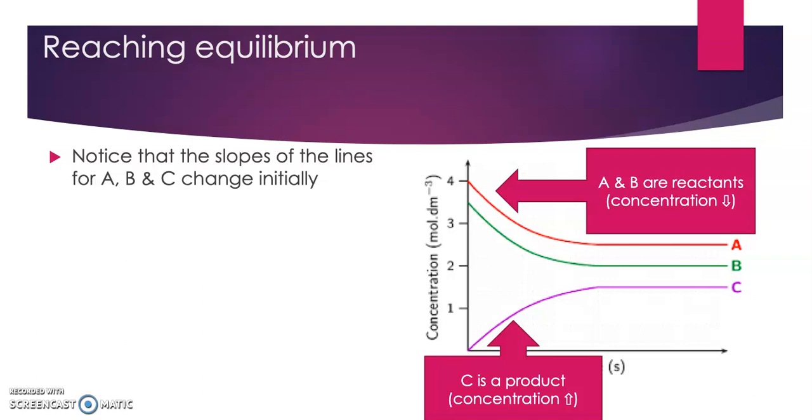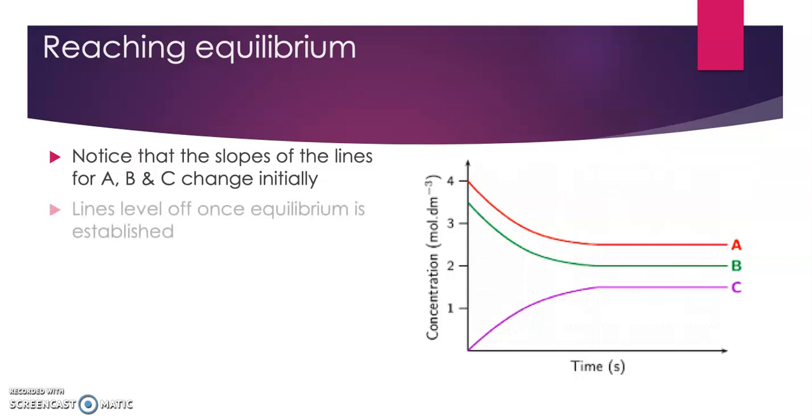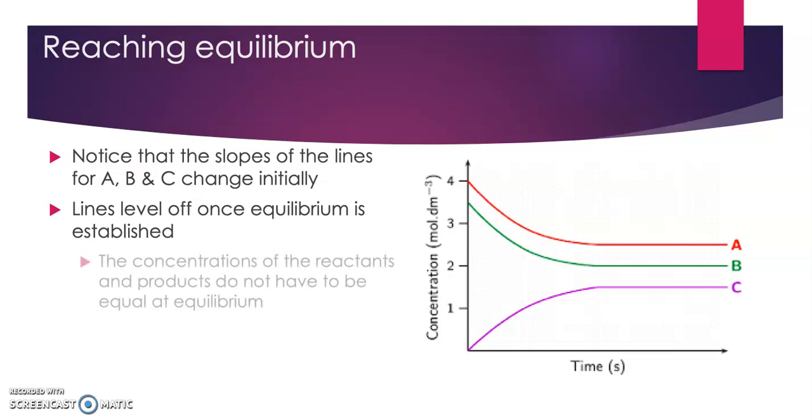And then eventually they stop changing. Those concentrations stop changing because they've reached equilibrium. And so graphically, once we see this plateau, we know that we've reached equilibrium. The reactions haven't stopped, but we're not seeing a change in concentration for A, B, or C.